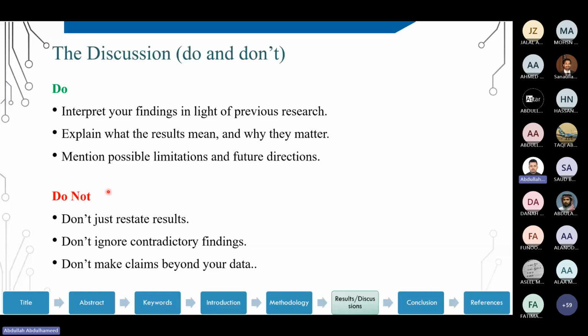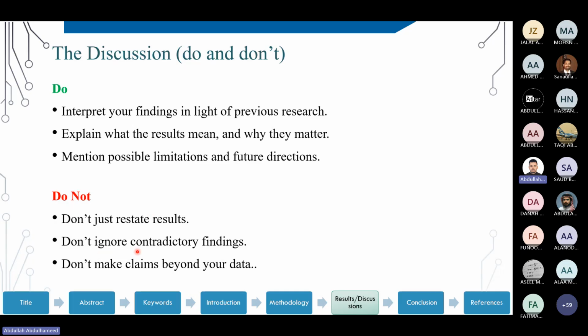What are the things that you should avoid? Number one, do not just restate the result. I mean, some people in the discussion will just explain. They will say the x-axis is, for example, about time, and then they will just explain, like they are converting the figure into writing. No, this is not enough. After you explain, you need to relate. You need to make a discussion, maybe a comparison between previous studies, something like that.